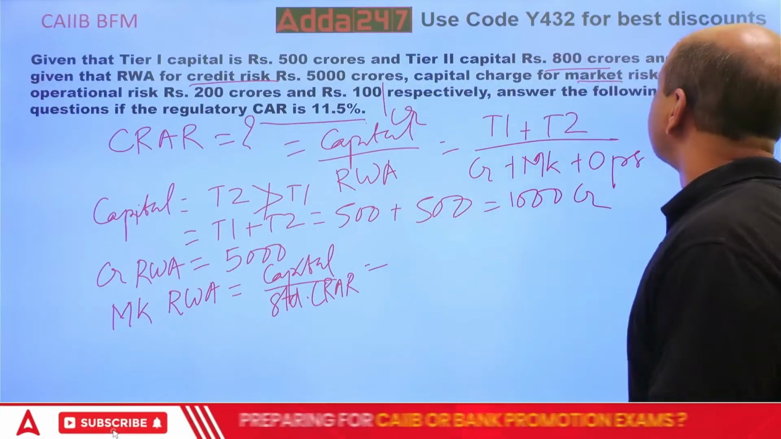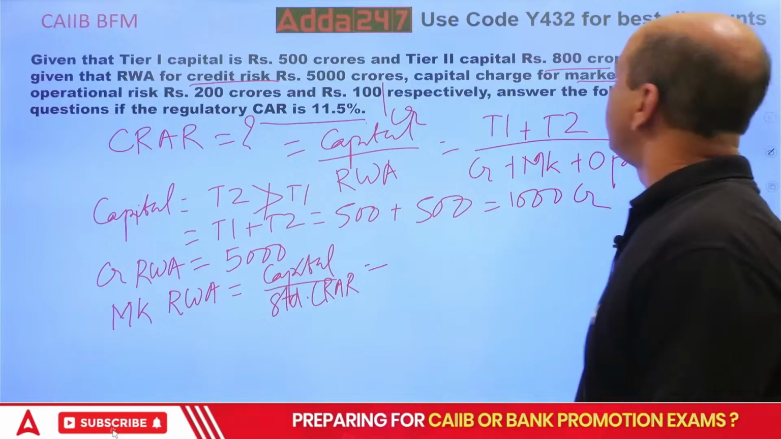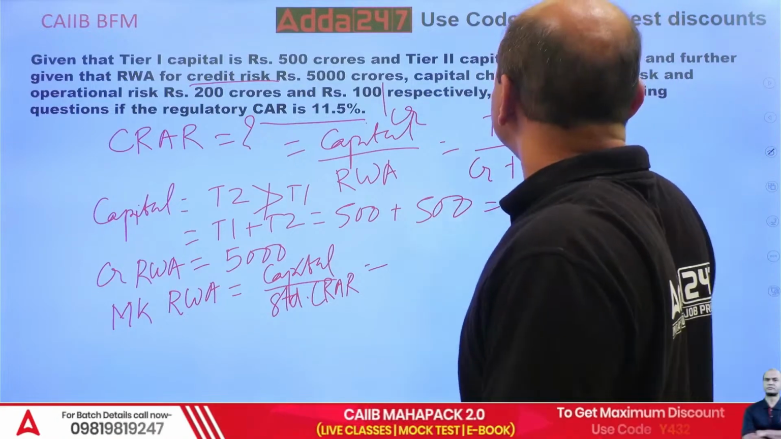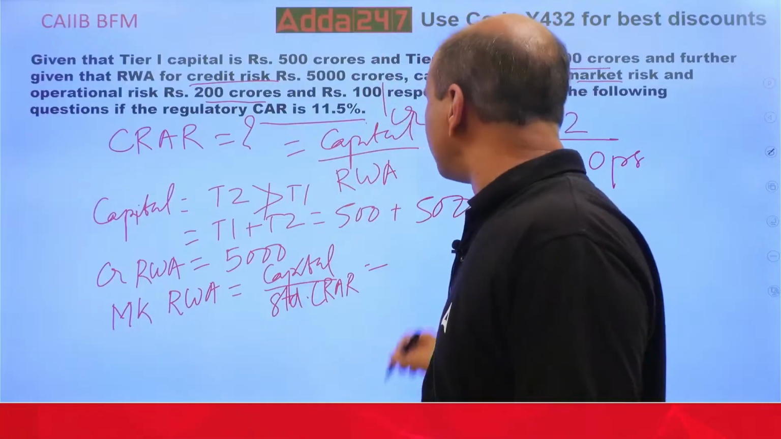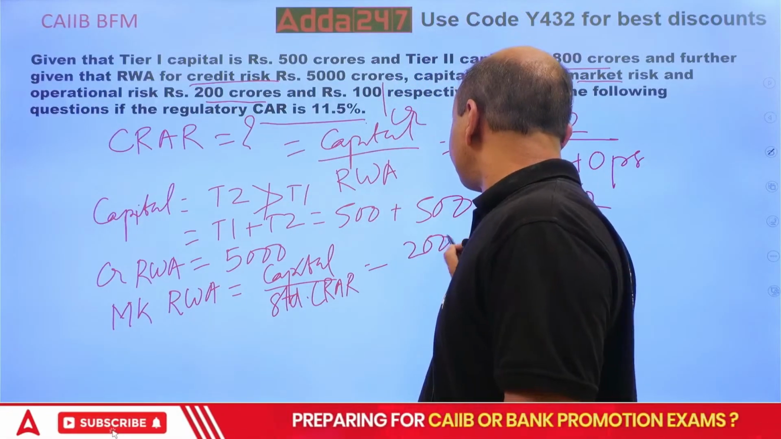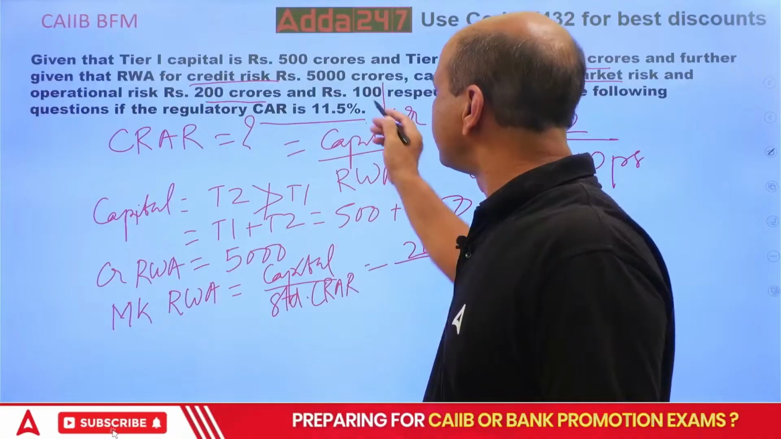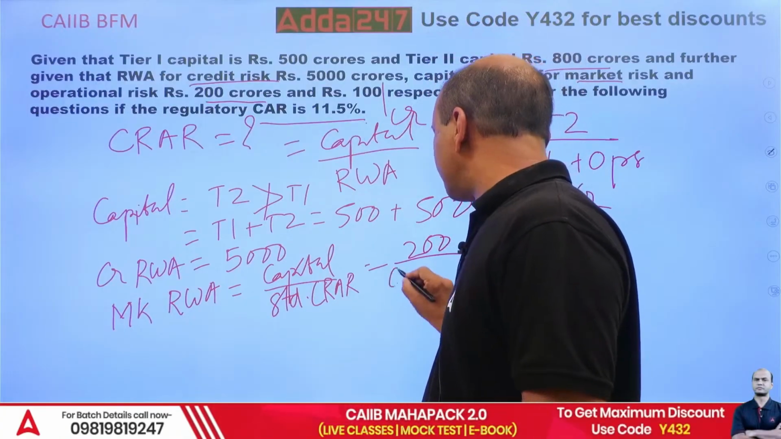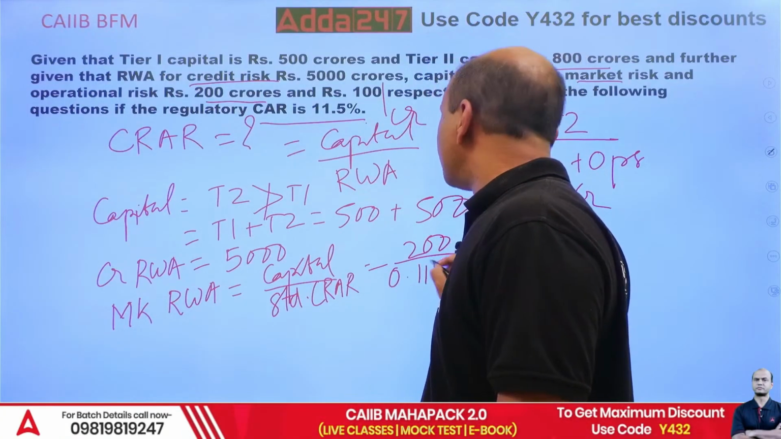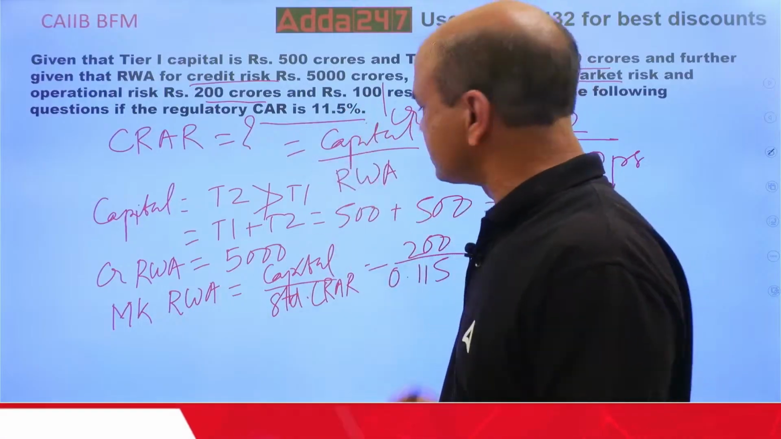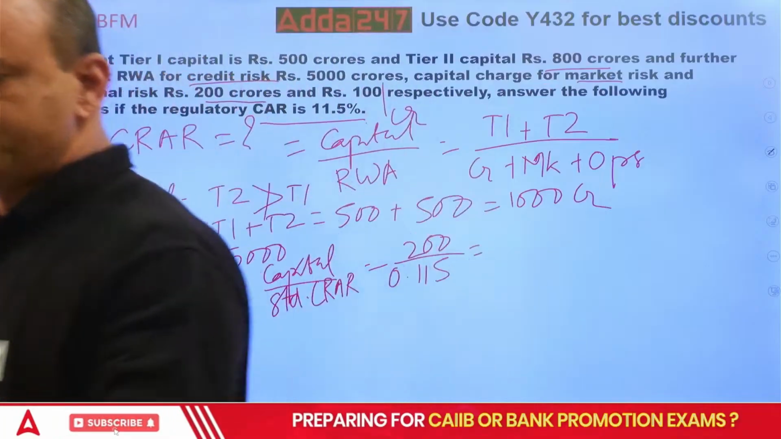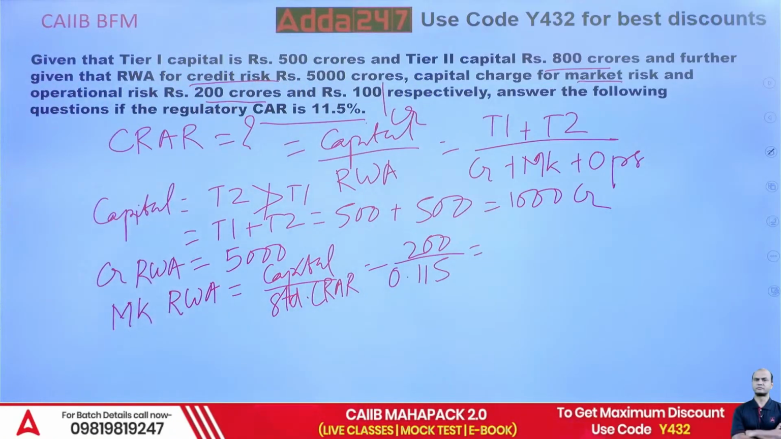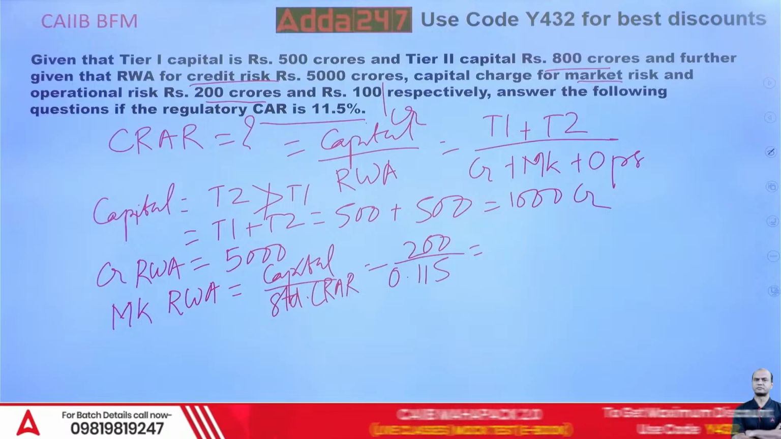So capital for market is 200. See this, market first one, respectively it's mentioned. So 200 upon, what is your standard CRAR? 11.5 it's given, 0.115. Percent means divided by 100. So solve it. Get it, everyone? 200 upon 0.115. What are you getting?